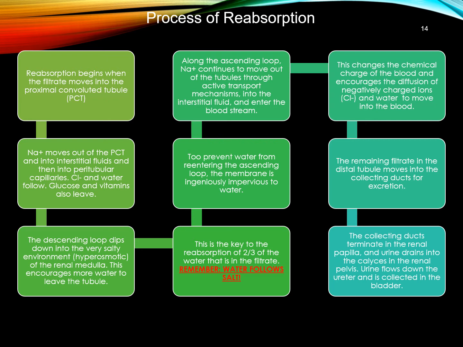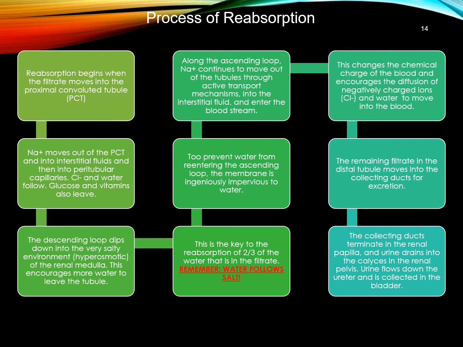So in this proximal convoluted tubule, we have sodium moving out of the tubule, and as sodium moves out into the interstitial fluids and into those peritubular capillaries, chlorine wants to follow. So chlorine is going to follow, and when that happens, that is going to cause water to follow out as well. Now, glucose and vitamins also leave the tubule at this point as well.